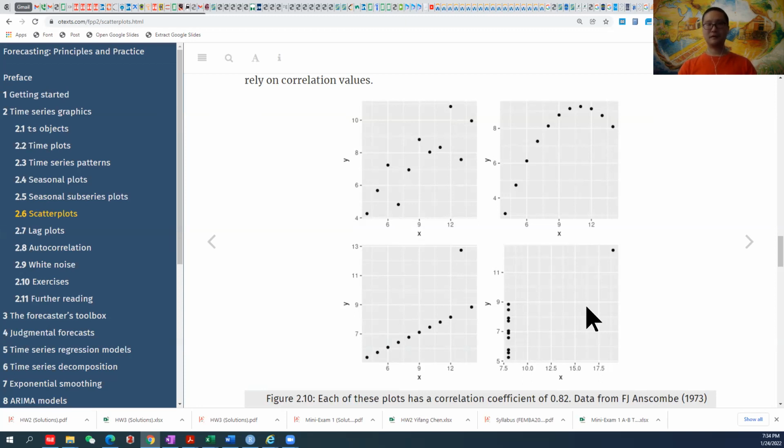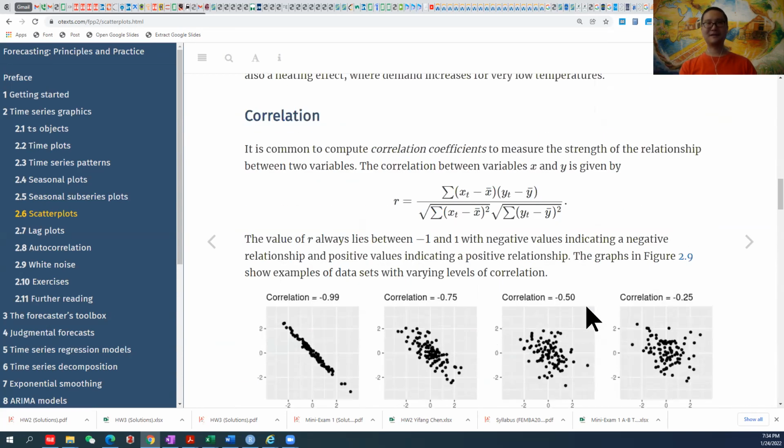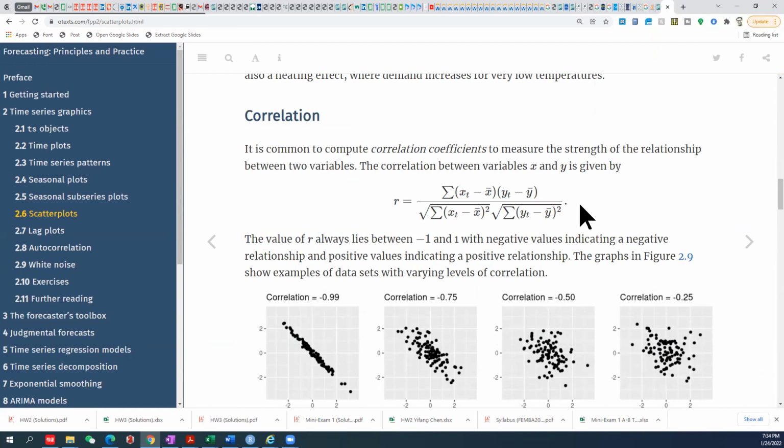So we don't have to run a model. It won't be very useful to use a model to describe the relationship. So how are they all the same correlation coefficient? Yeah, that's because the correlation coefficient is defined as this. It only tells us the strength of a linear relationship, how much of the variation in one variable can be explained by another.